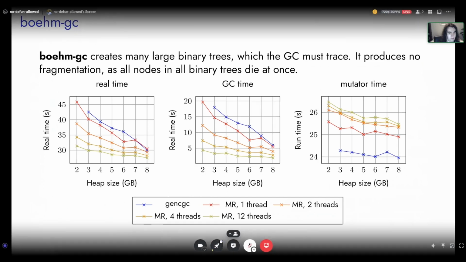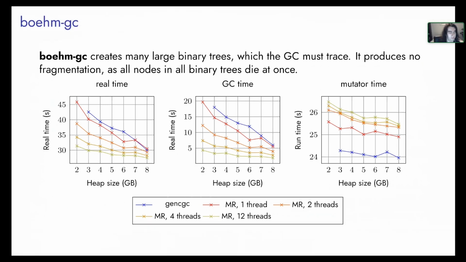In this benchmark, the mark region collector performs quite well, quite competitively, even on just the one thread. The mutator time is slightly slower here. That's the time the application takes, rather than the garbage collector. There are second-order effects here. But otherwise, the mark region collector performs quite well, and we can see that the garbage collection time also decreases with multiple threads.